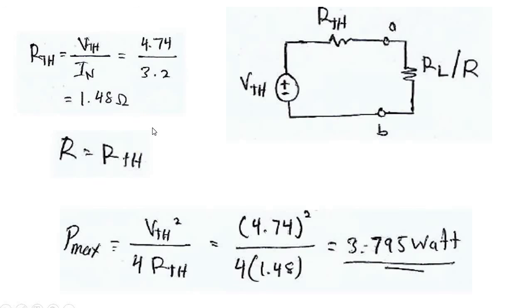Now, since we are searching for max power, we must have Thevenin's theorem. To search for max power we must have one condition, which is load resistance equals Thevenin's resistance. If the condition is fulfilled, then we can use Pmax, which is VTH squared over 4 times Thevenin's resistance. So this is what we get, 3.795 watt. This is the answer for the second question.